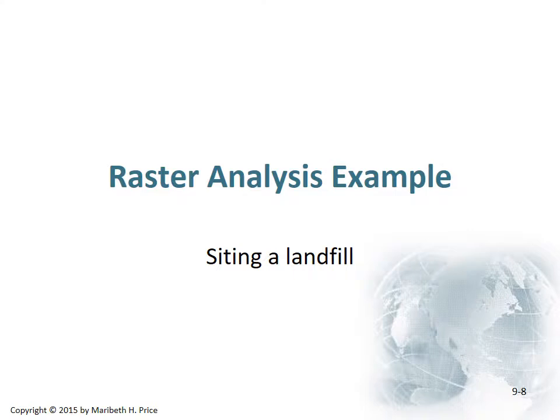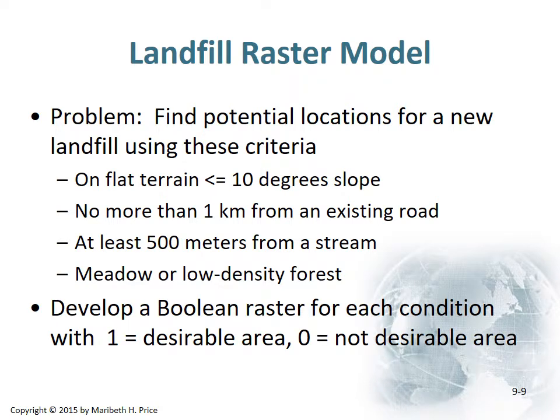So let's finish out general raster analysis by looking at another example of selecting a site for a landfill. So our problem is we want to find potential locations for a new landfill using particular criteria. On flat terrain, less than or equal to 10 degrees of slope, no more than a kilometer from an existing road, at least 500 meters from a stream, and located in a meadow or low-density forest.